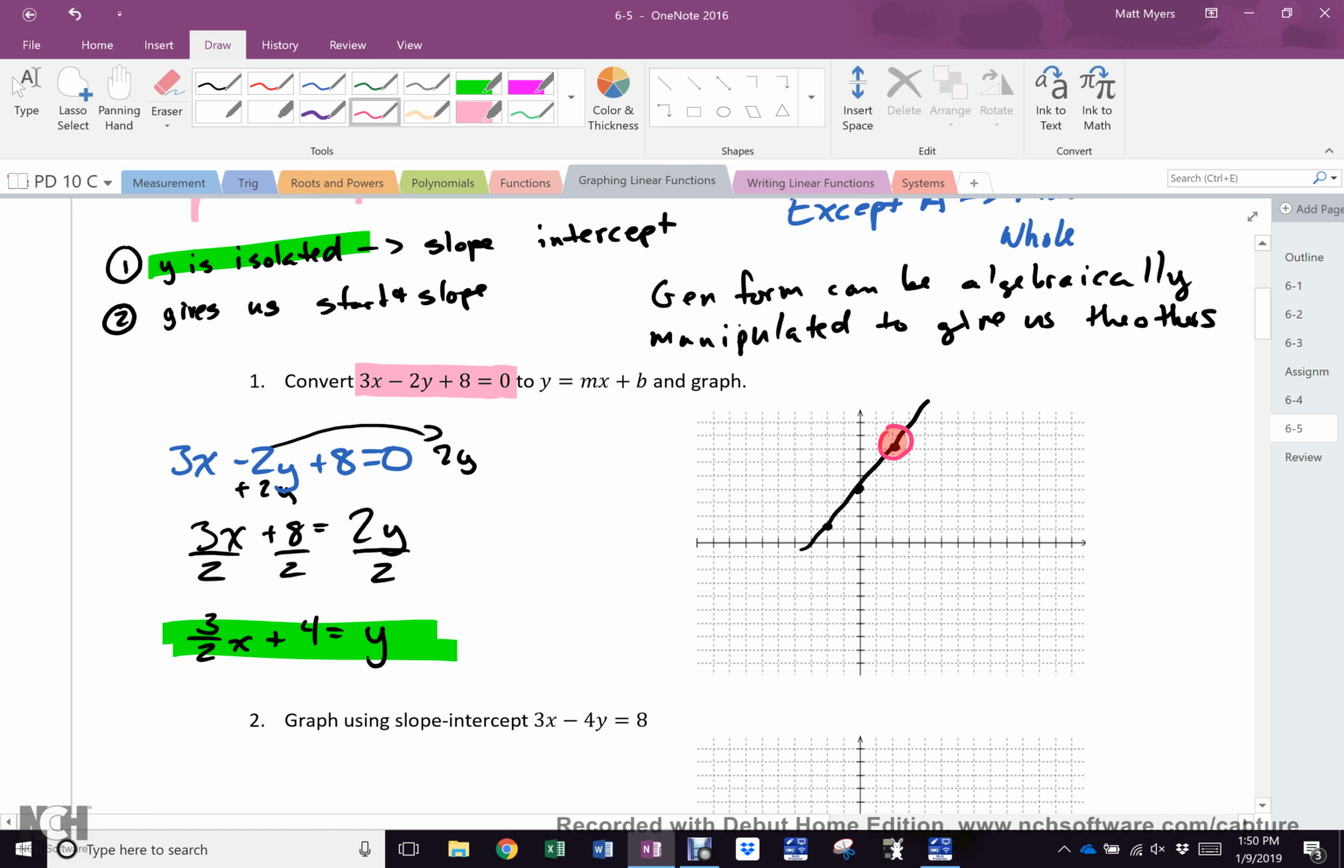I'll ask again, what is that point? 2, 7. What letter does that represent? X. What letter does that represent? Y. What's 3 times 2? 6. What's 2 times 7? Is 6 minus 14 plus 8 zero?